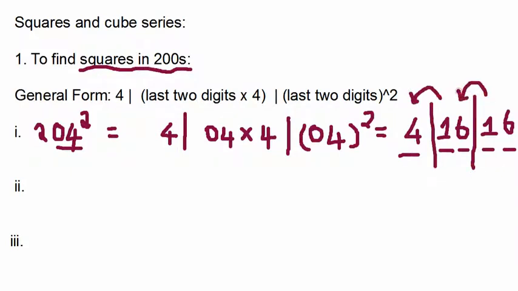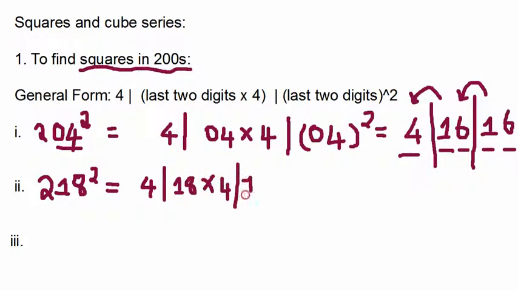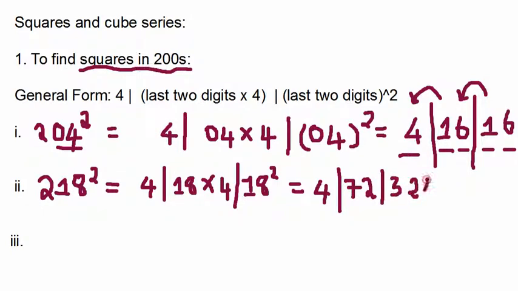If we get more than two digits while multiplying the last two digits by 4 or while squaring the last two digits, just move towards your left hand side and add the carry. Let us take another example, 218 square. Once again the same process: we take 4, take a pause, multiply the last two digits with 4, 18 into 4, and finally we square the last two digits, that is 18 square.